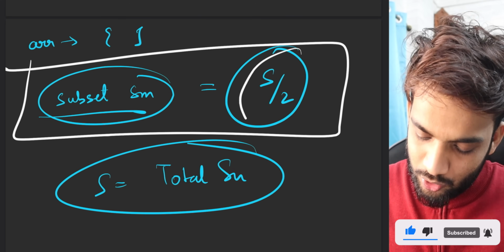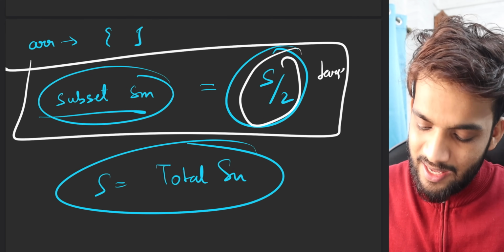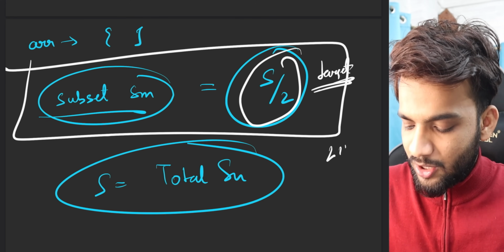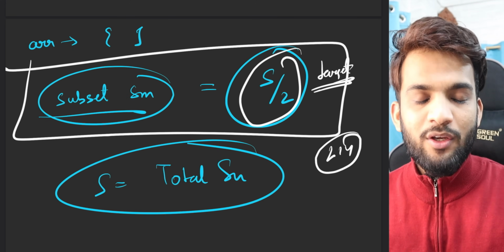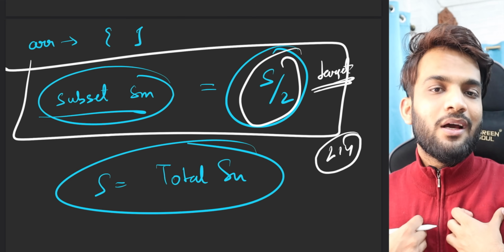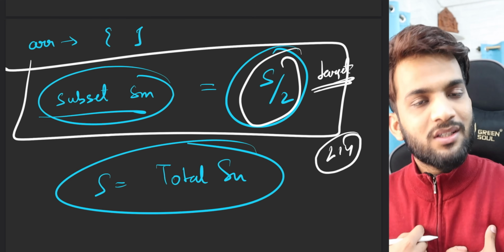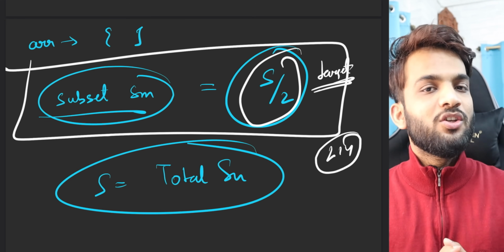Subset sum equal to target. This same problem was done in lecture 14, where we were given a target and an array, and we were asked, can we get a subsequence with the sum target? So that's what you just need to do.